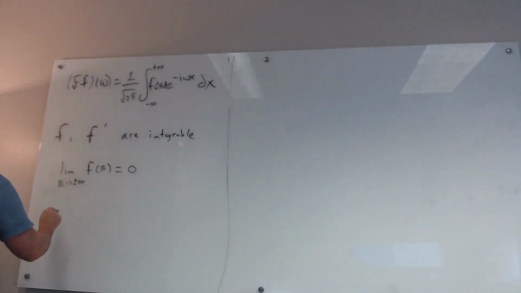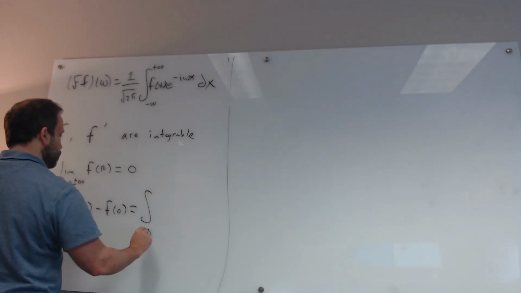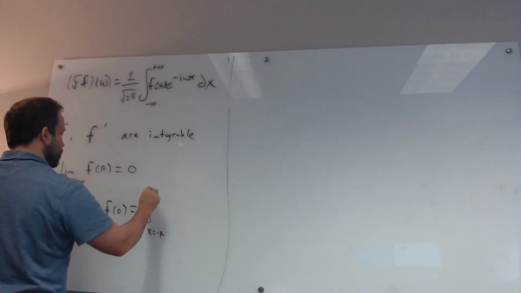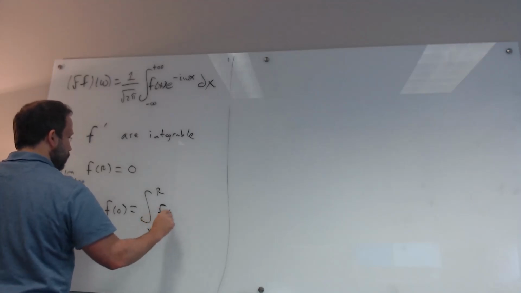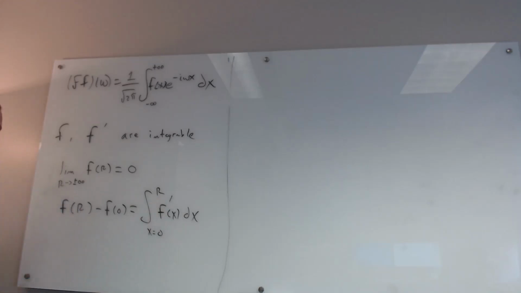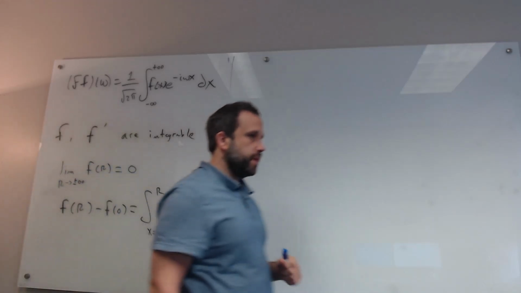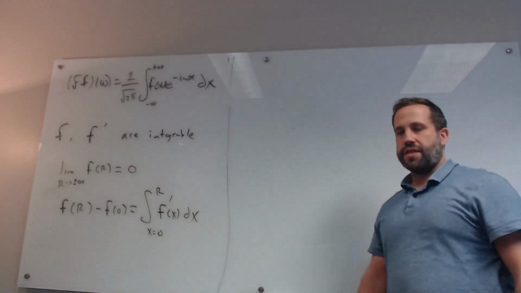However, since f is differentiable and f prime is integrable, we can use the following fact: f of r minus f of 0 is equal to the integral from x equals 0 to r of f prime of x dx. I want you to use this fact to, one, show this limit exists, and then two, if it exists, the integrability of f will imply that the limit is equal to 0. So that's something for you to think about on your own.